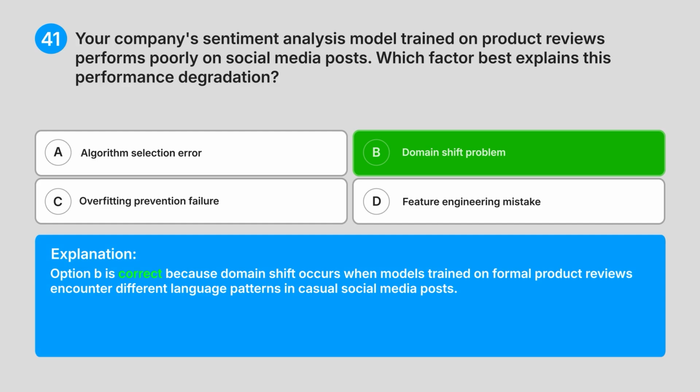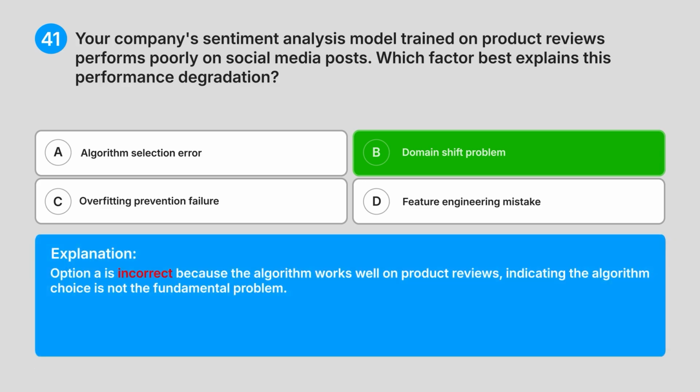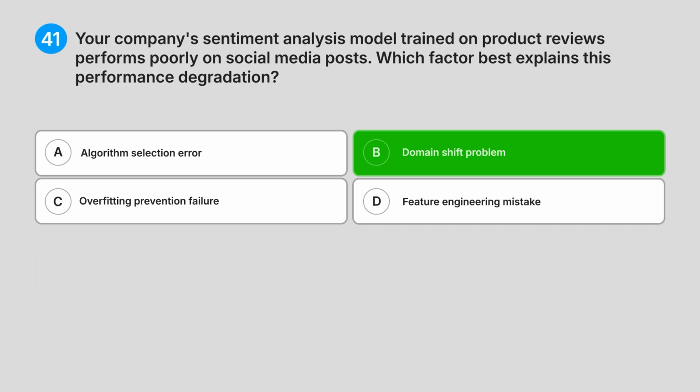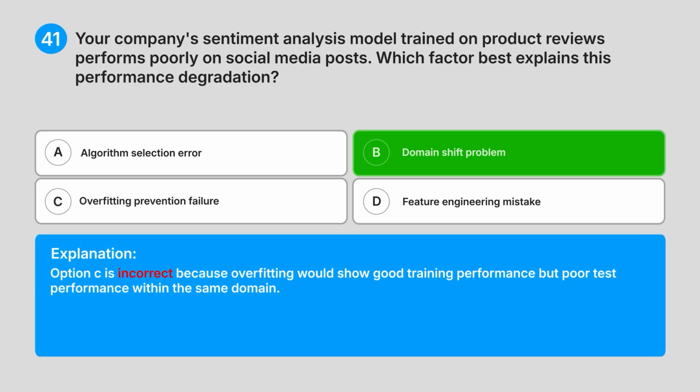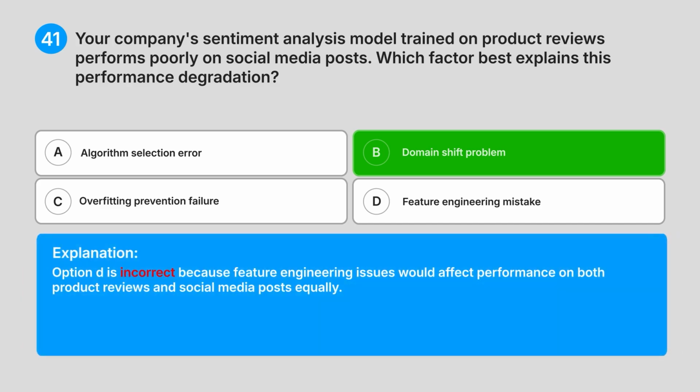Explanation. Option B is correct because domain shift occurs when models trained on formal product reviews encounter different language patterns in casual social media posts. Option A is incorrect because the algorithm works well on product reviews, indicating the algorithm choice is not the fundamental problem. Option C is incorrect because overfitting would show good training performance but poor test performance within the same domain. Option D is incorrect because feature engineering issues would affect performance on both product reviews and social media posts equally.